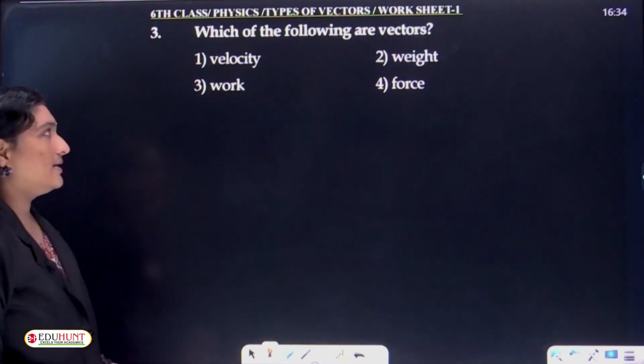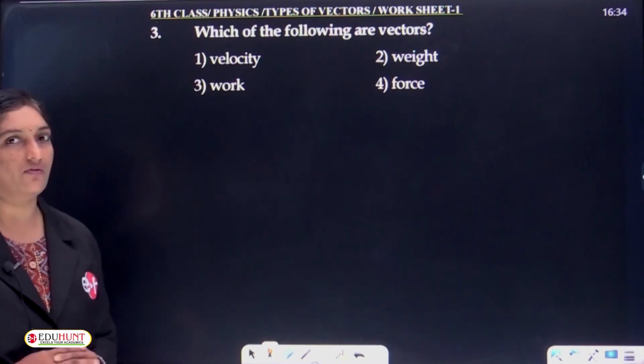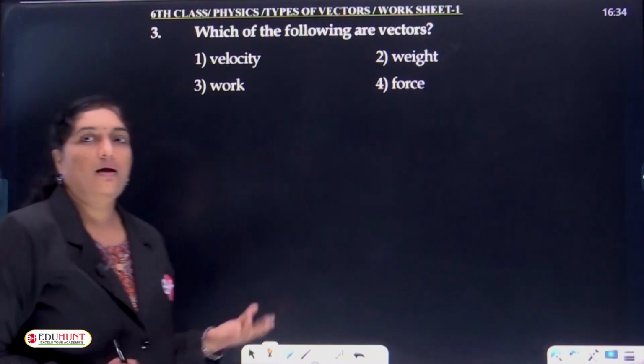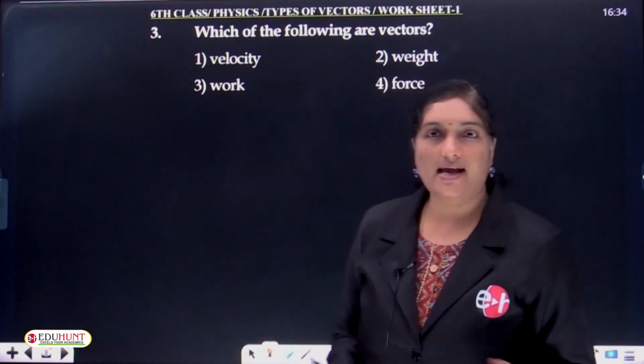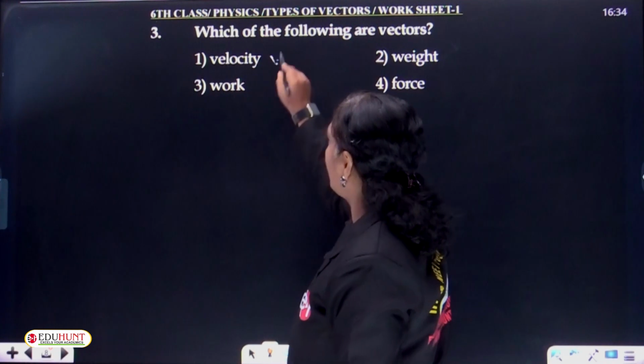So moving ahead with the next question, the third one: which of the following are vectors? Now you need to identify the vectors. Velocity, as we know, is a vector quantity. It has both magnitude as well as direction. Velocity is a vector quantity.